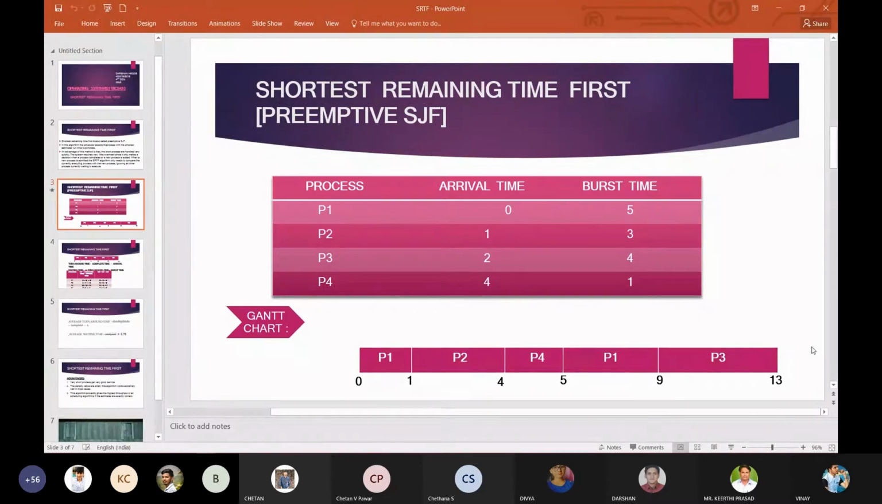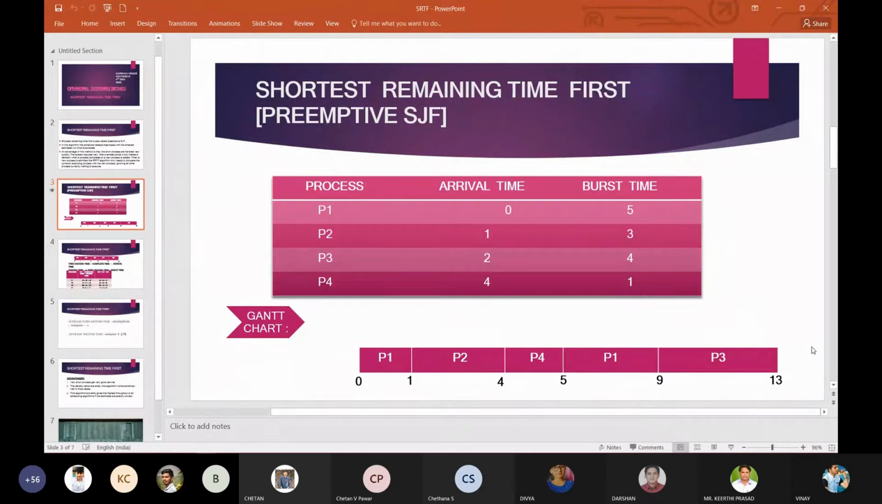The CPU does not execute the whole process because at 1 millisecond P2 is going to come into the ready queue, and P3 also comes at 2 milliseconds. Hence P1 will be executed only until 1 millisecond.